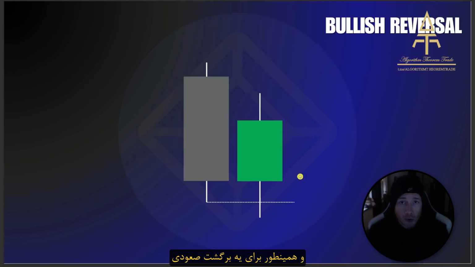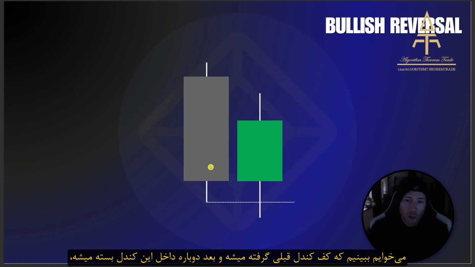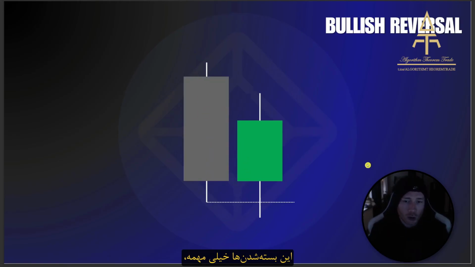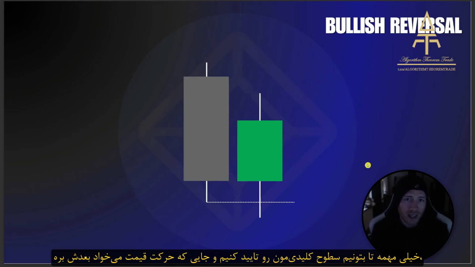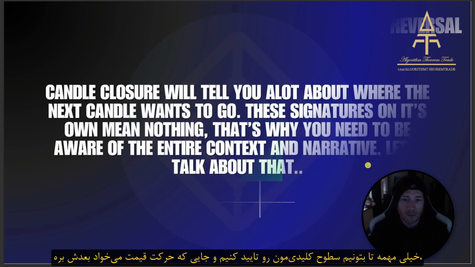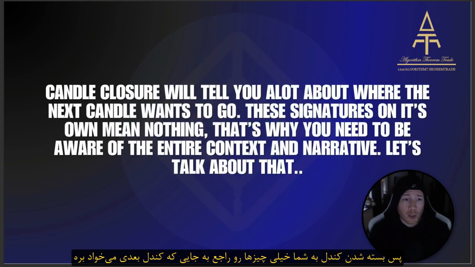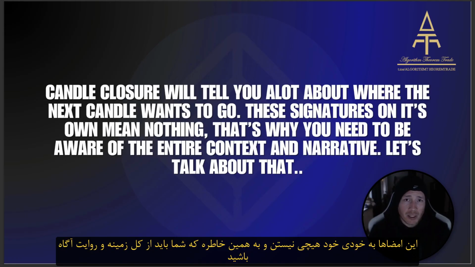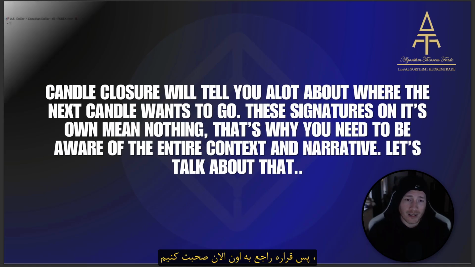And the same for a bullish reversal. We want to see the low of the previous candle get taken out and then close back inside of this candle. These closures are very important so we can validate our key levels and where price action wants to go next. So candle closure will tell you a lot about where the next candle wants to go. So these signatures on their own mean nothing, and that's why you need to be aware of the entire context and narrative. So we're going to be talking about that right now.